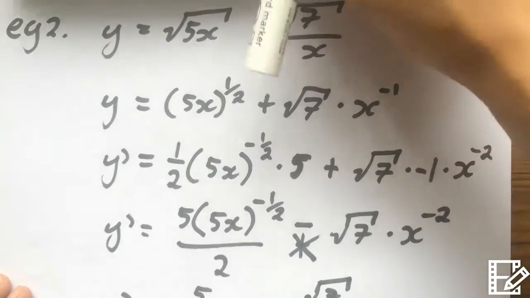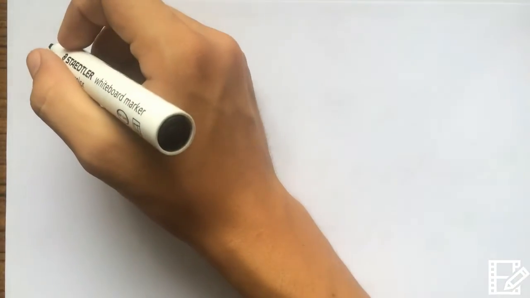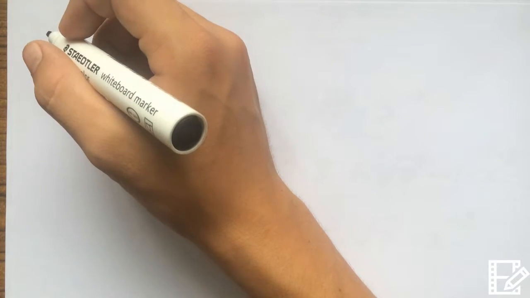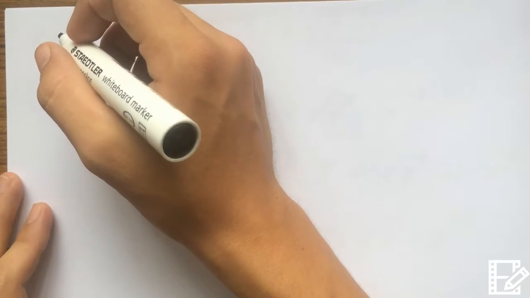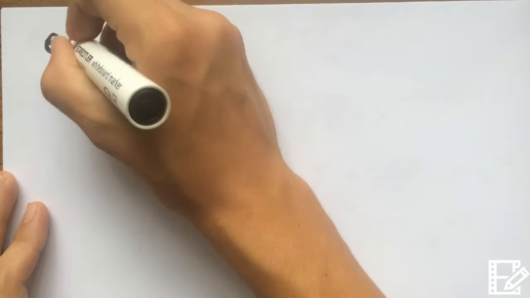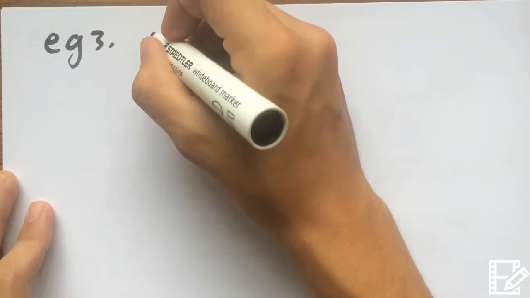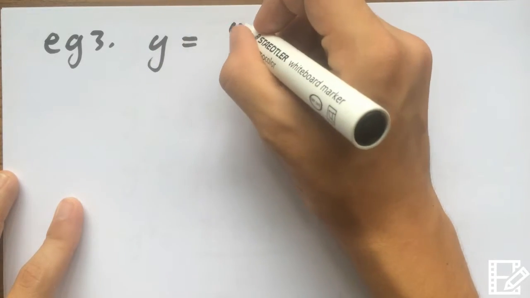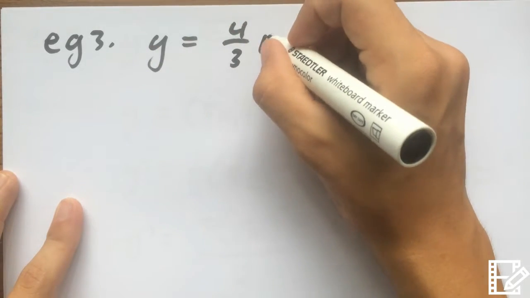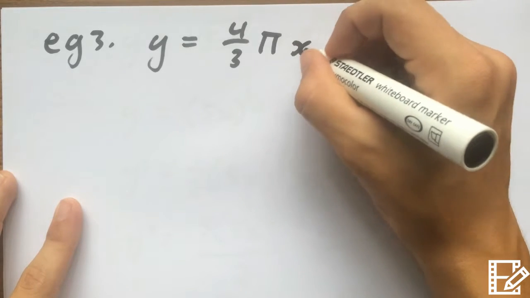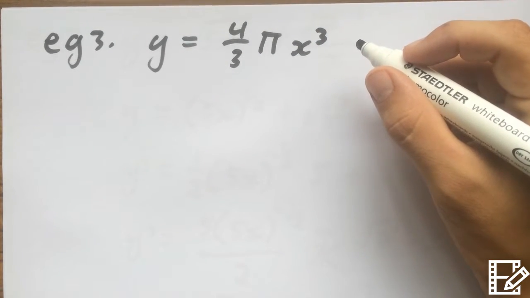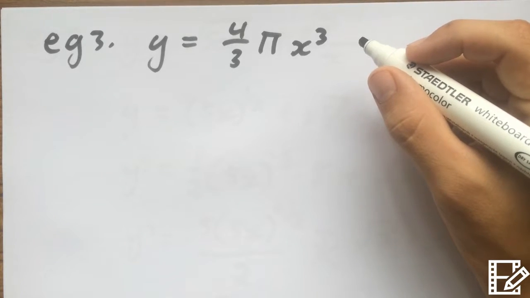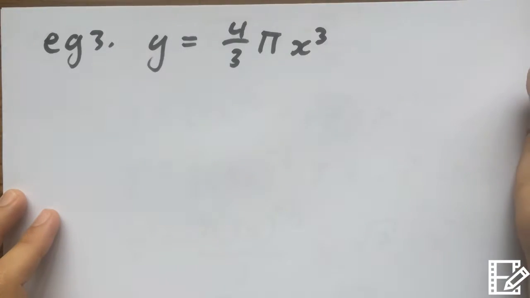Now I'm going to do a third example. This one isn't necessarily difficult, but I know some people get confused sometimes on this. Okay, so we've got y equals 4 over 3 pi x to the power of 3. Now this is actually the volume of a sphere, and I'm going to derive it, and I should get the area.